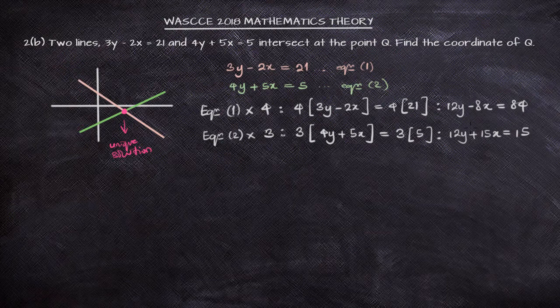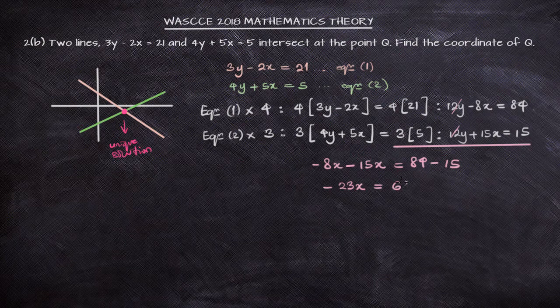Now, 12y is common to both. We can subtract the second equation from the first equation. Then we can have only the variable x to solve for. So if you subtract like that, 12y will cancel out. So we have minus 8x minus 15x is equal to 84 minus 15. So this will yield minus 23x is equal to 69.